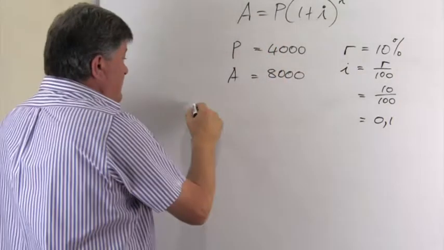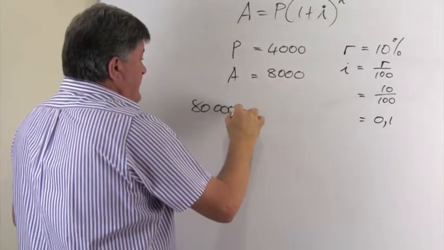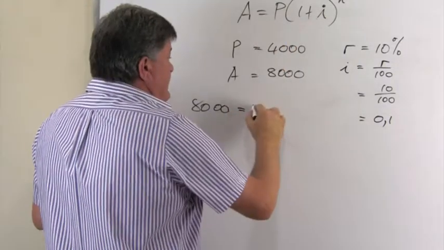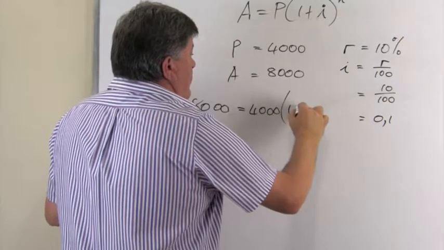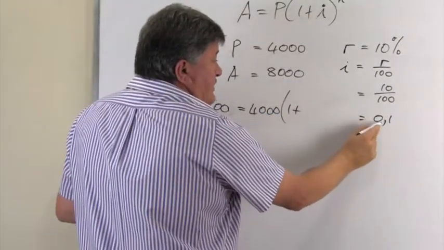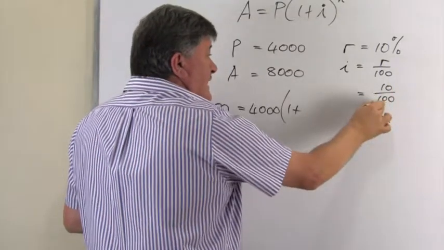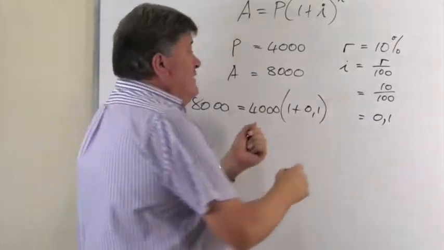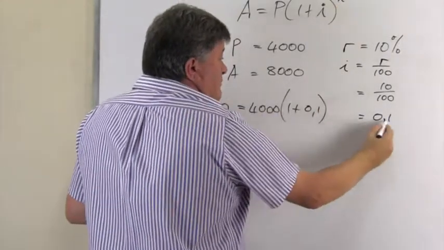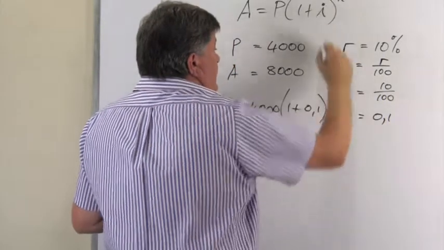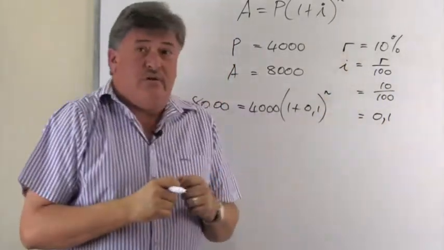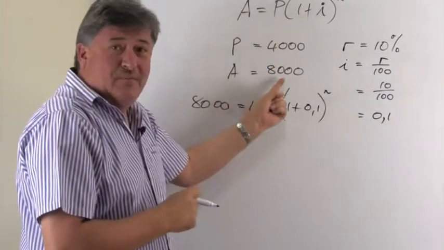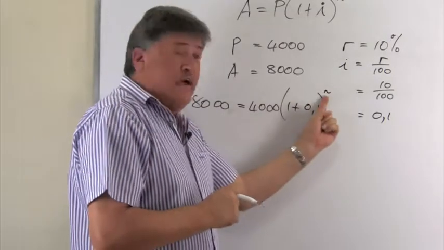Our A is 8,000 Rand. Oh, not 80, but 8. Our P is 4,000 Rand. 1 plus I, where you now can use either 0,1 or 10 over 100. So let's use 0,1. 10 over 100 is also fine. Please just remember, like I said before, never to round this off. And then the N. Remember the question was, how long will it take for the 4,000 to become 8,000? So we want to solve for N.